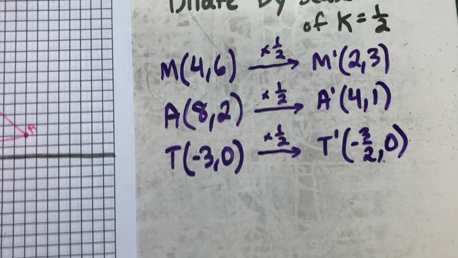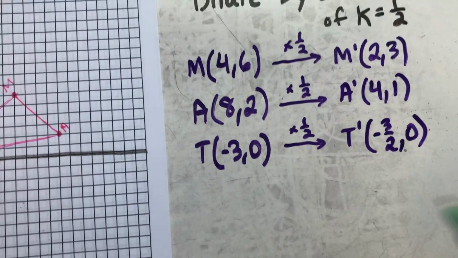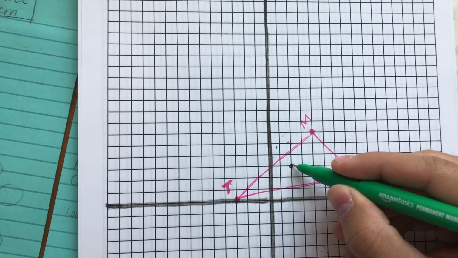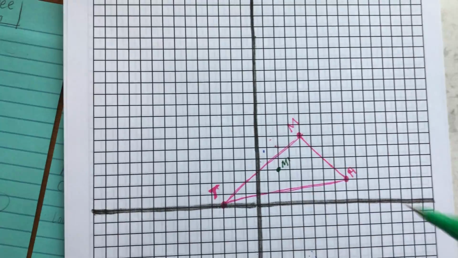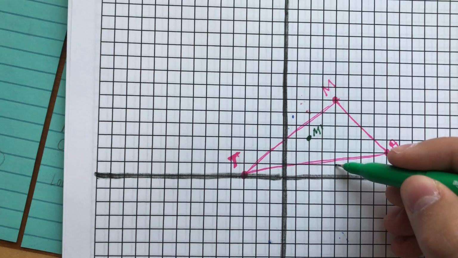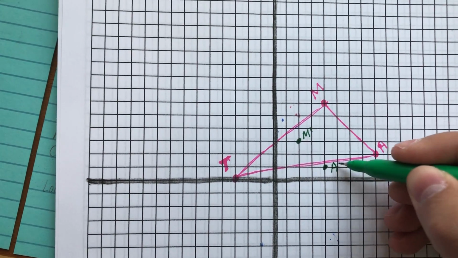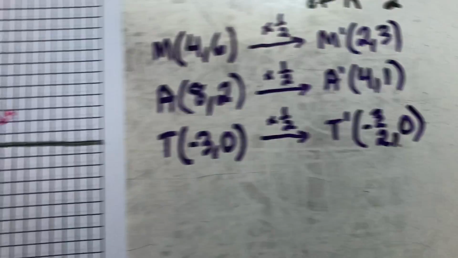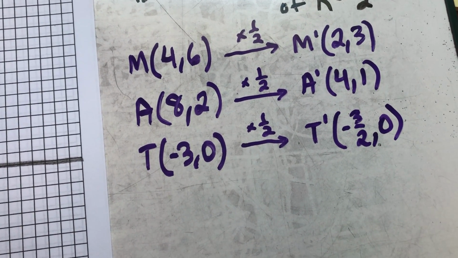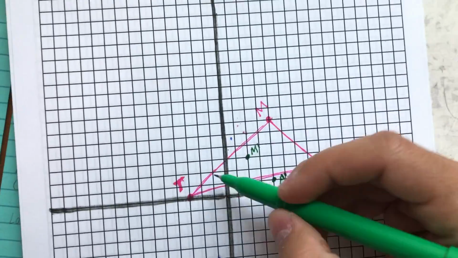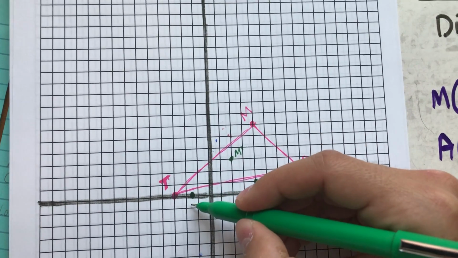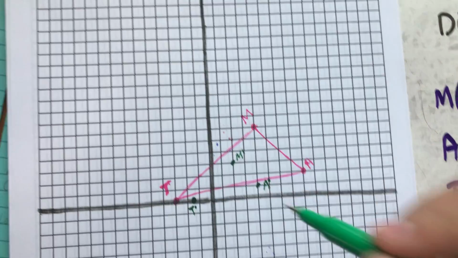So we're just going to plot those points on the graph. So M prime is 2, 3. So 2, 3, M prime. A prime is 4, 1. That's your A prime. And last one, T prime is -3/2, which is just -1.5, 0. So -1.5 and 0 ends up being around right there for T prime.